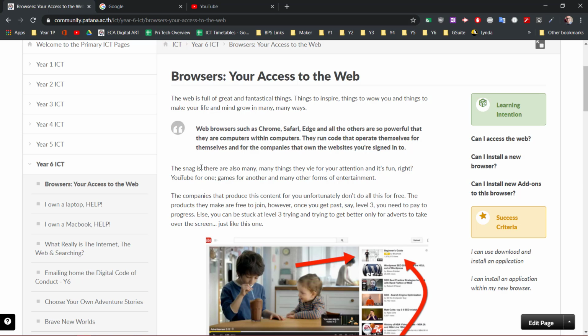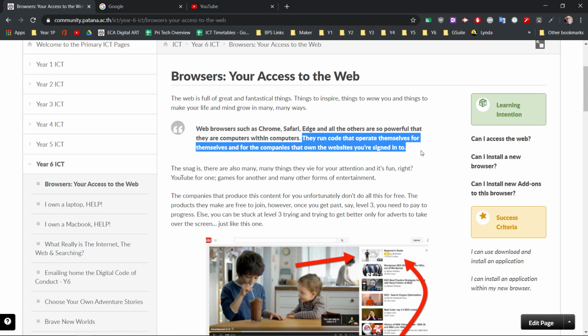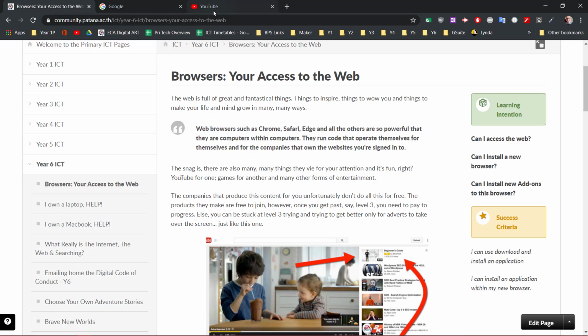However, one thing that people don't realize is that the web browsers that we use now are so powerful that they are kind of computers within computers. They run code that operates themselves for themselves, and generally for the companies that own the websites that we sign into. So I've got YouTube up here, and YouTube is incredibly powerful. There are lots of things within YouTube that we just don't see behind the workings of YouTube, and YouTube is free. YouTube is like a TV service.